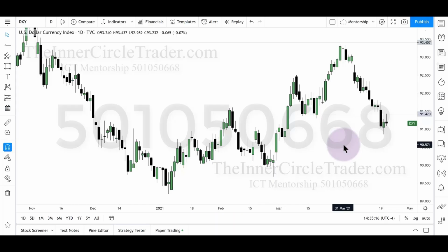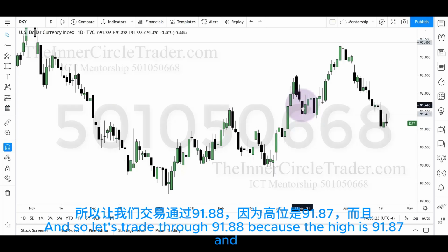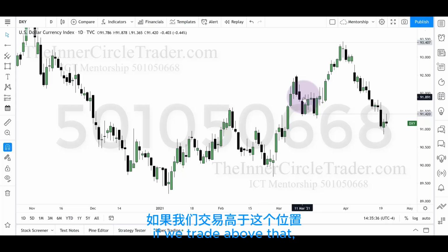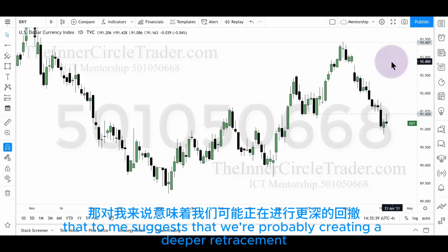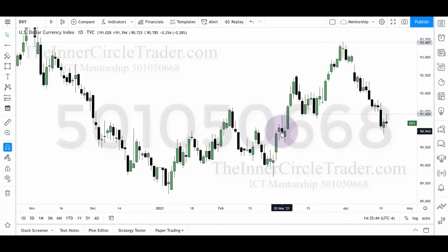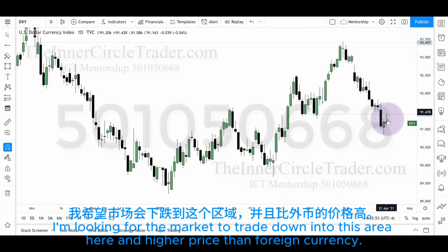I think it's rather bullish if we can get back through this candle. So if we trade through 91.88, because the high is 91.87 and 8 pipettes, if we trade above that, that to me suggests that we're probably creating a deeper retracement that takes the sell side out, accumulates into a long bullish order block, and then it might see continuation on the upside. I don't see that at the moment. Gun to my head, I'm looking for the market to trade down into this area here and higher prices on foreign currency.